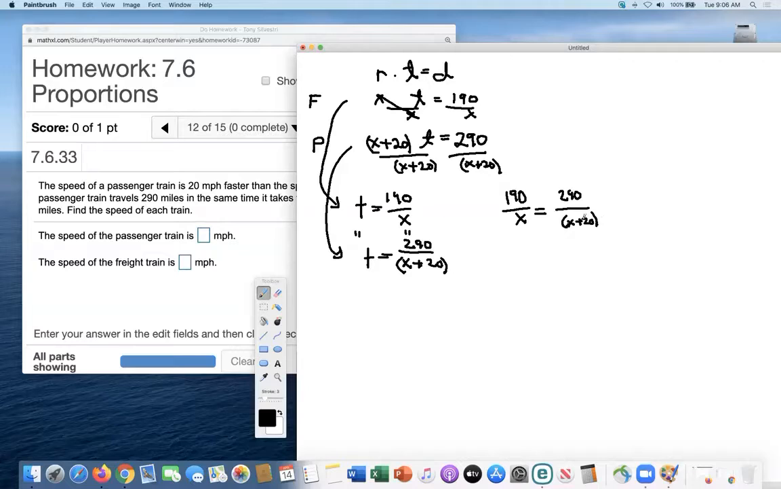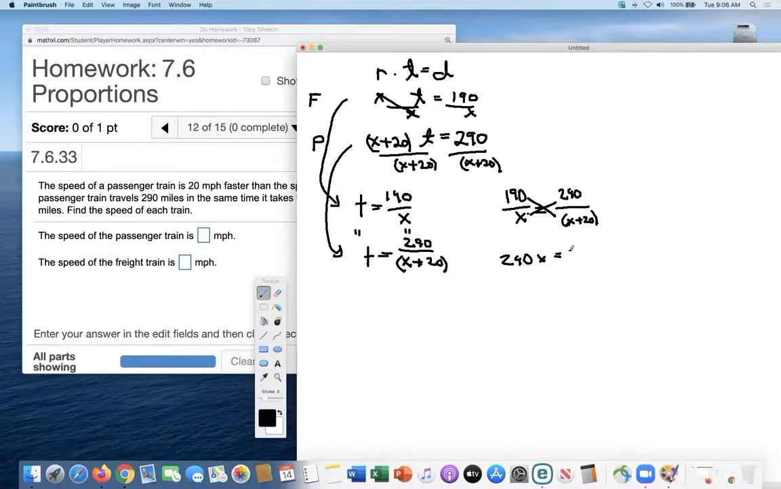So what you're going to do, this is a proportion, right? What you're going to do is cross multiplication. This times this equals this times that. So 290x equals 190 times x plus 20.